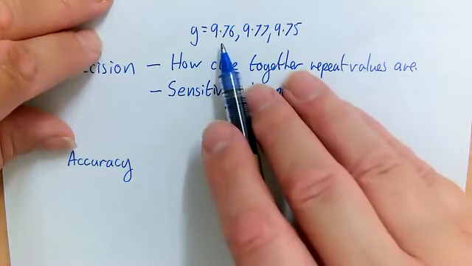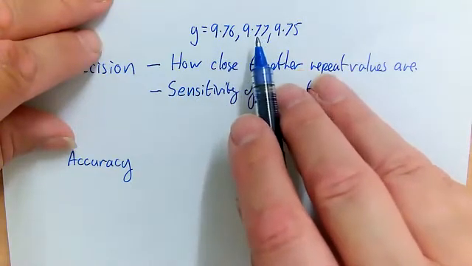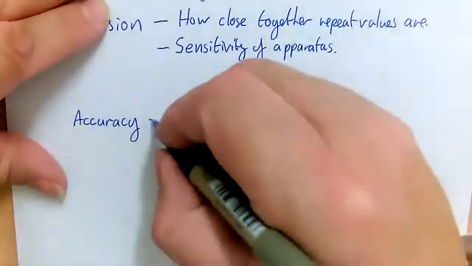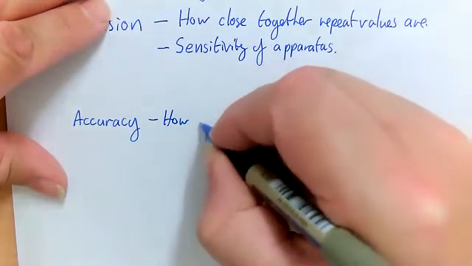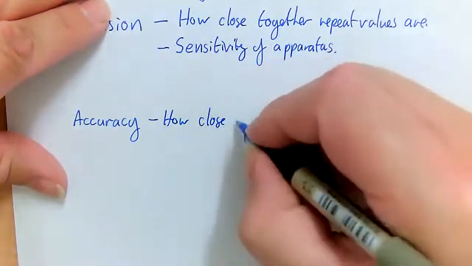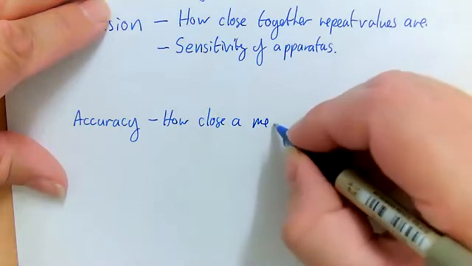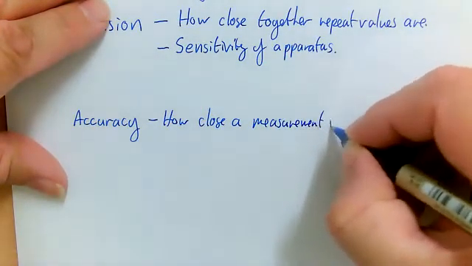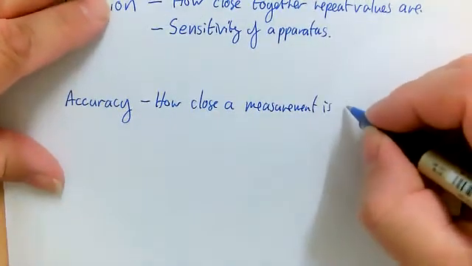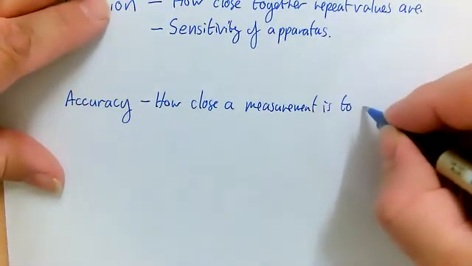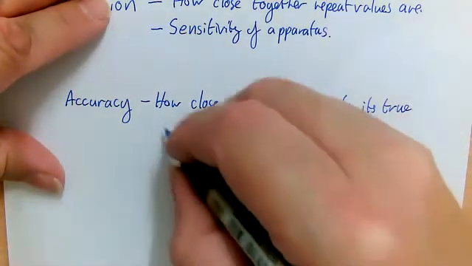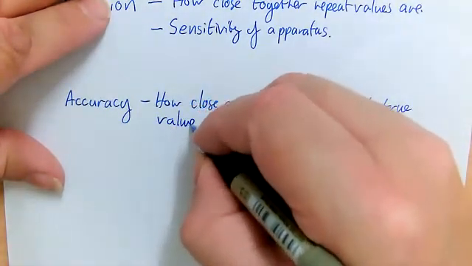They're not accurate, though, because if the real value was 9.81, then obviously they're not accurate, because accuracy is about how close a measurement is to its true value. Okay.